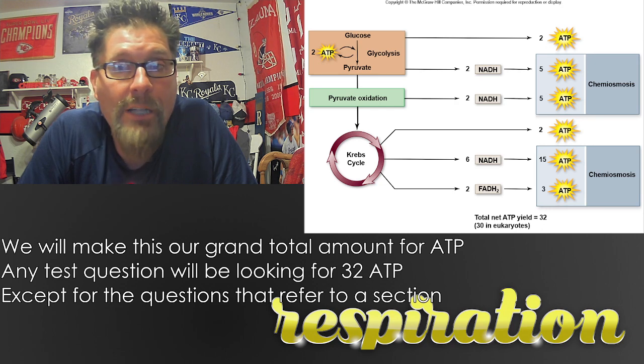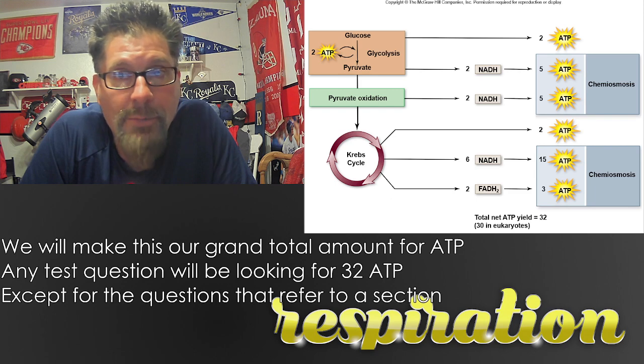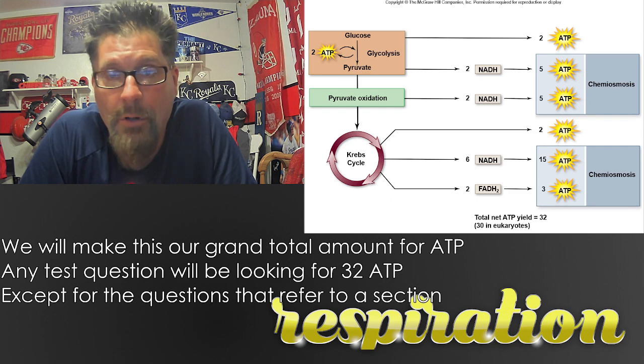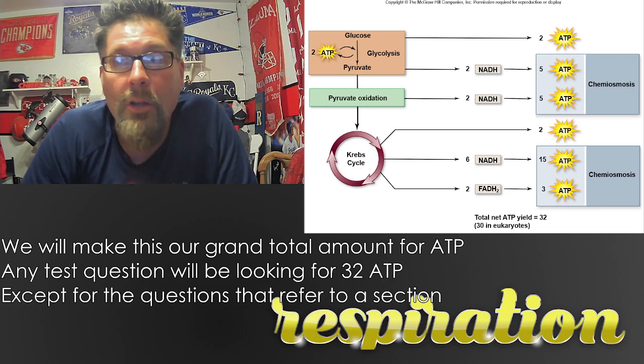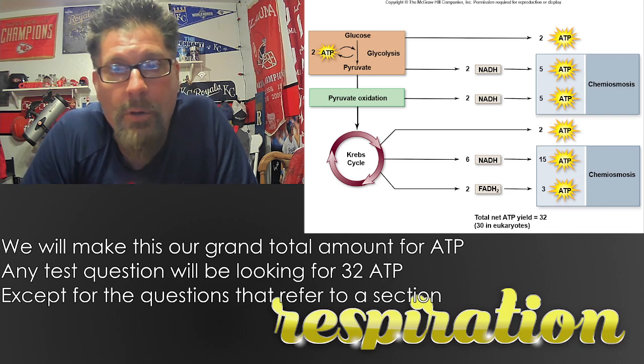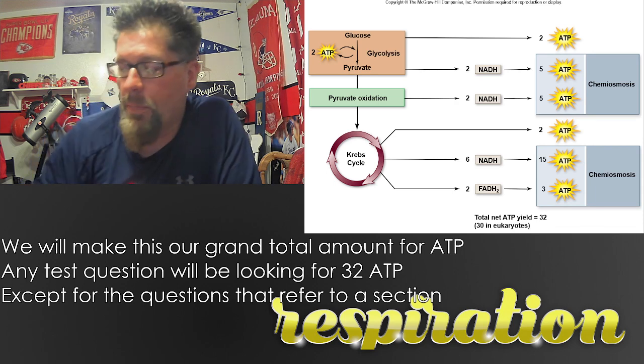Now, if the question asks for a section, like in glycolysis, how many ATP are made, then we're looking for that number. Or in the Krebs cycle, how many ATP molecules are made. Then you'll need their own particular number. But if it doesn't mention a section or a step, it wants the grand total number, and that number will be 32.